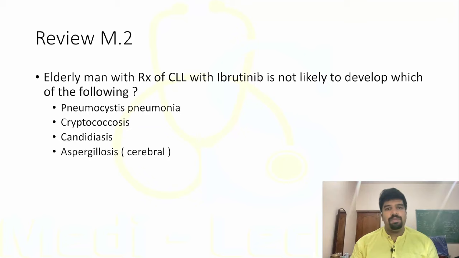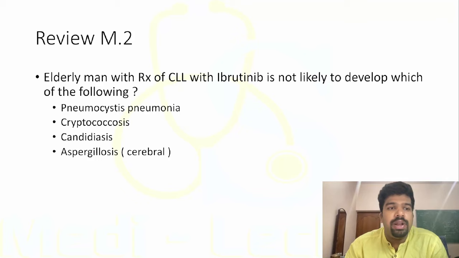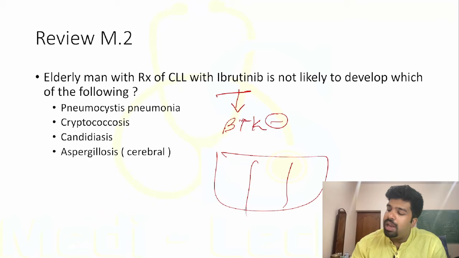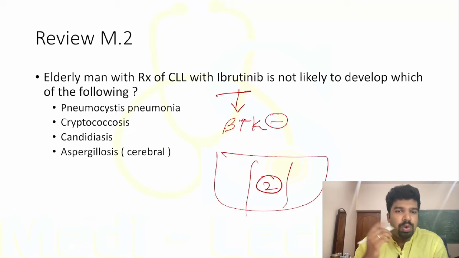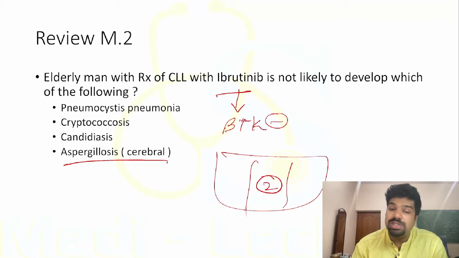Okay, so let's take a review question. An elderly man who is undergoing treatment for CLL with ibrutinib is not likely to develop which of the following? Now, I've already told you, ibrutinib is a Bruton tyrosine kinase inhibitor, a BTK inhibitor. BTK was required in which pathway? It was required in the second pathway, which is the neutrophil pathway. Because of the neutrophil pathway, you'll get infections with aspergillus, correct? So I told you cerebral aspergillosis.